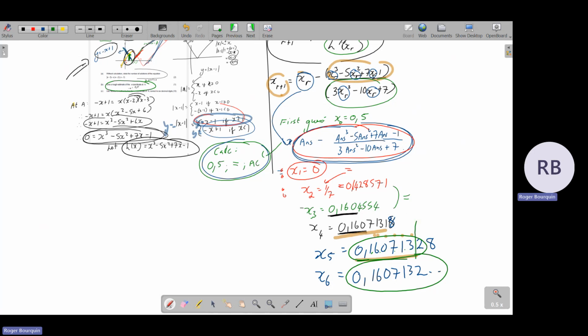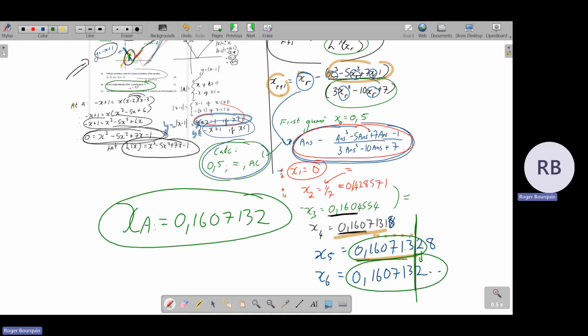You only want up to 6, so I always round back. If this digit had been a 7, that 3 would have become a 4 if you round back. So I always do one more and then I round back. So your solution, the x coordinate of A, is going to be equal to 0.160713, and that's correct to 6 decimal digits.